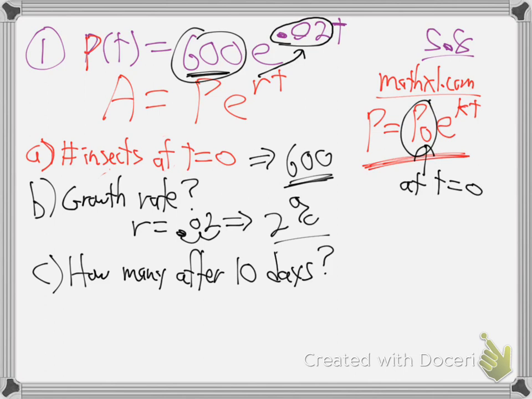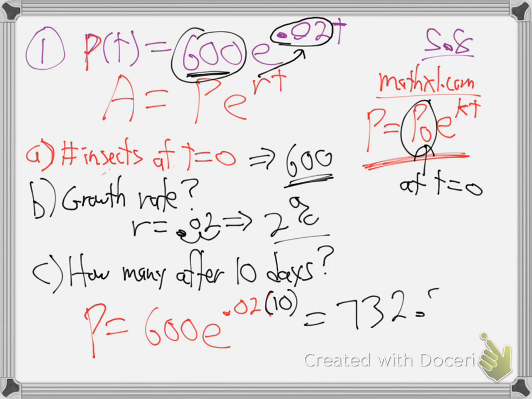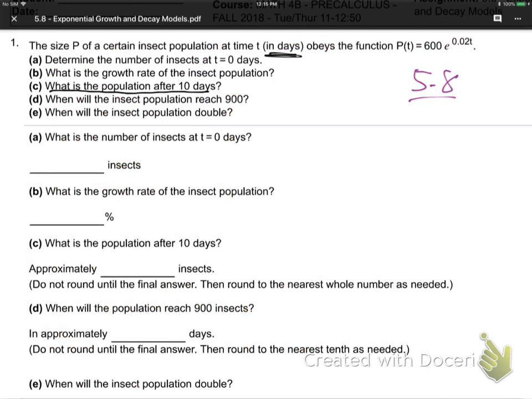The T would be 10. Just plug in 10 for the T. Time is 10. So the population of insects is going to be 600 e to the 0.02 times 10. The 10 will go right there, and just hit the buttons on your calculator. 600 times e. The e is above the natural log, right? Hit second natural log. I'm getting 732.8. I don't know, the one around the whole number.